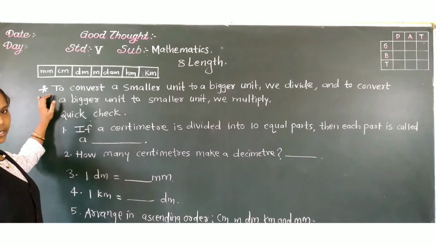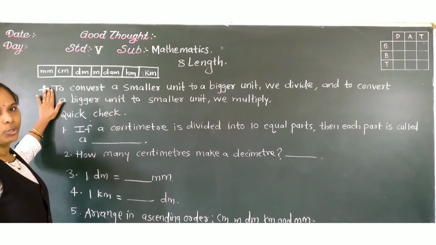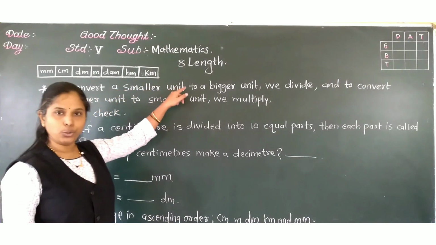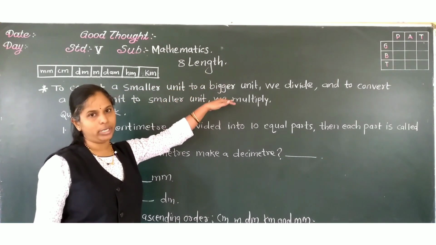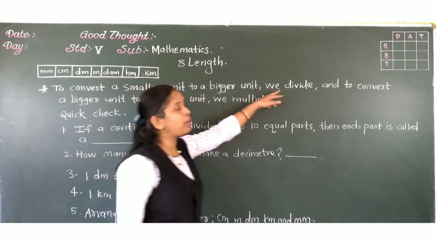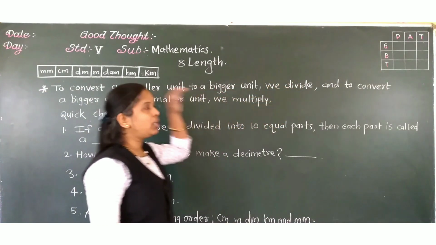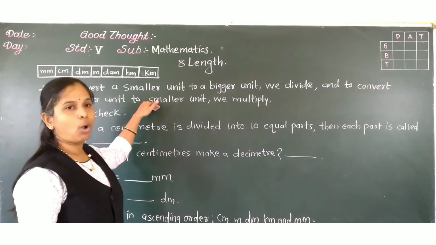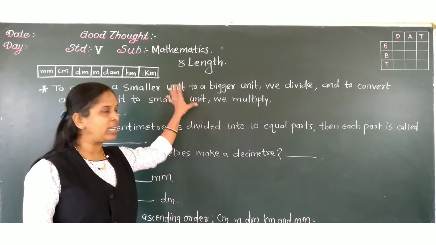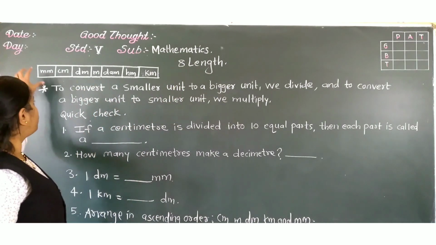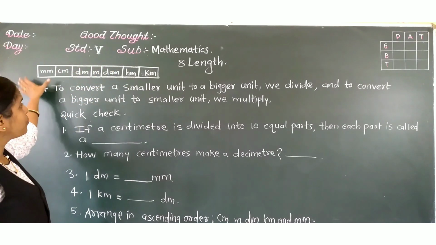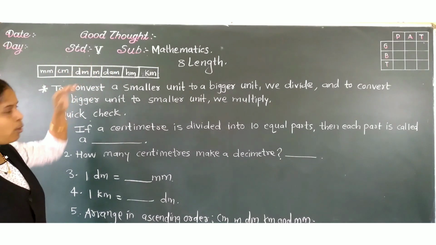This is very important. This you should note down in your notebook. See, to convert a smaller unit into a bigger unit, what do we have to do? We have to divide. And to convert a bigger unit into a smaller unit, we have to multiply. Okay, this is very important. Now, for your understanding, I have kept one box here which shows all these units in ascending order.